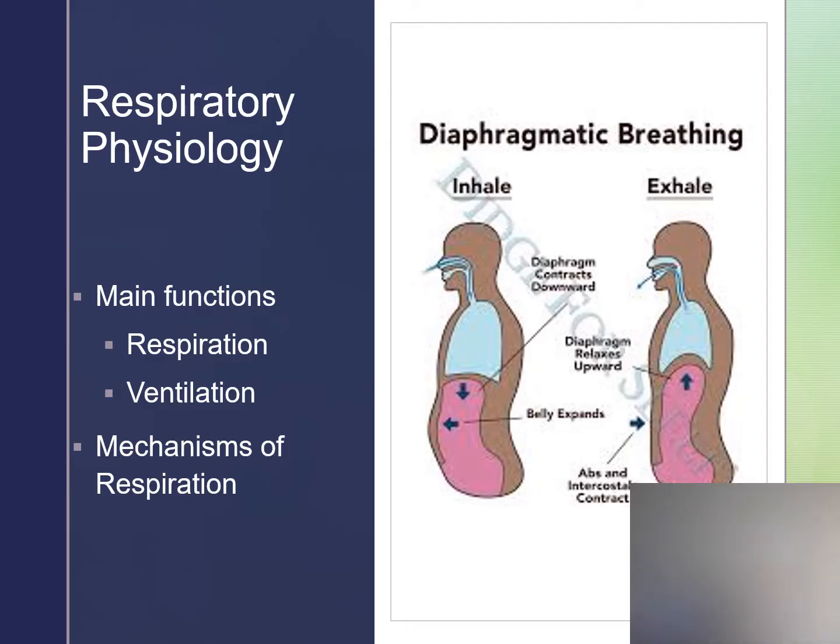Main functions of the respiratory system are respiration, where oxygen and carbon dioxide are exchanged between the atmospheric air and the blood, and between the blood and the cells. And ventilation, which is the actual movement of air in and out of the respiratory tract.